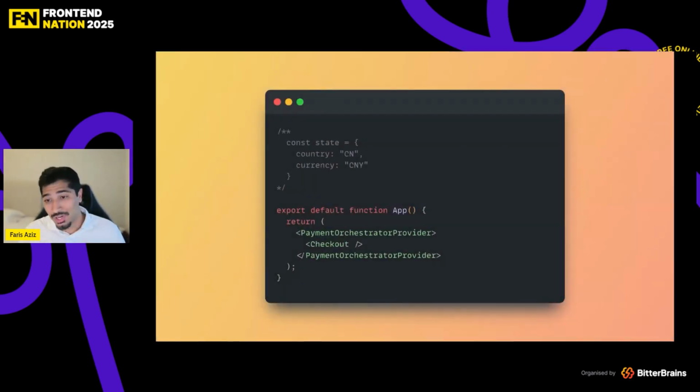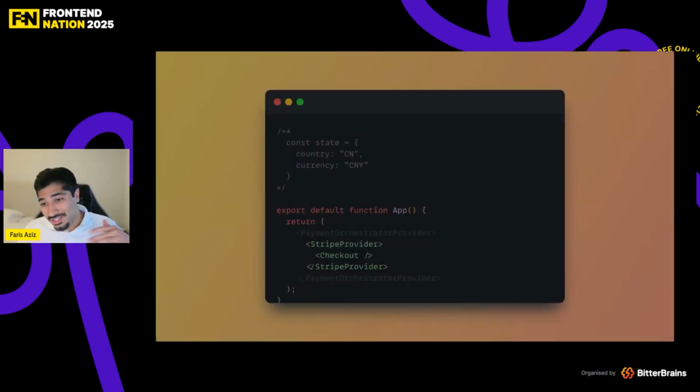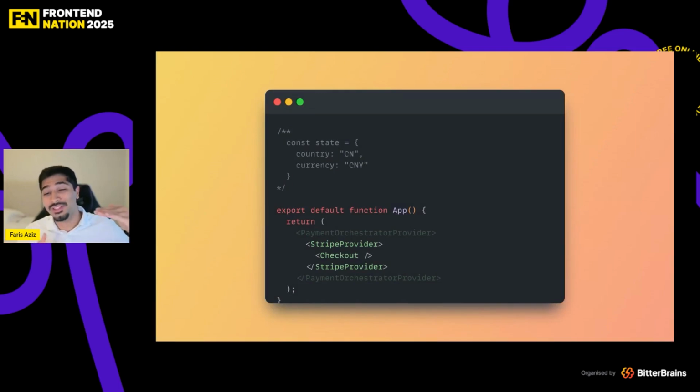With a payment orchestrator, it actually may look like a payment orchestration provider, which then takes the state. In this case, we discussed a little bit about China and Chinese yuan. Then what it does under the hood is it's going to decide what's the appropriate provider to render, which in this case would be the Stripe one, and that's the context provided to the checkout.